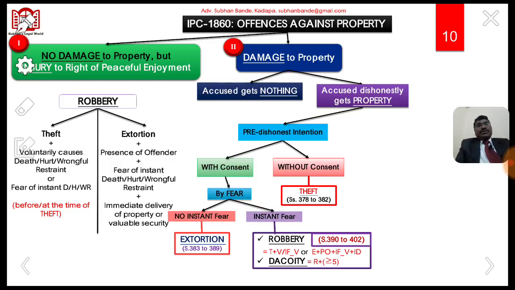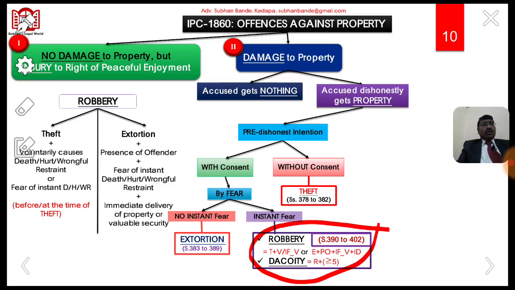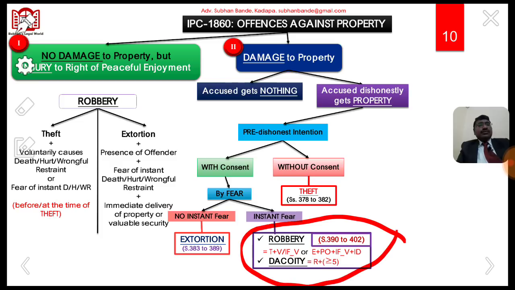Let us see the differences. Robbery and dacoity are not separate offences. These are the aggravated forms of theft or extortion. Let us see the ingredients of robbery and dacoity. Sections 390 to 402 deal with the offences of robbery and dacoity.